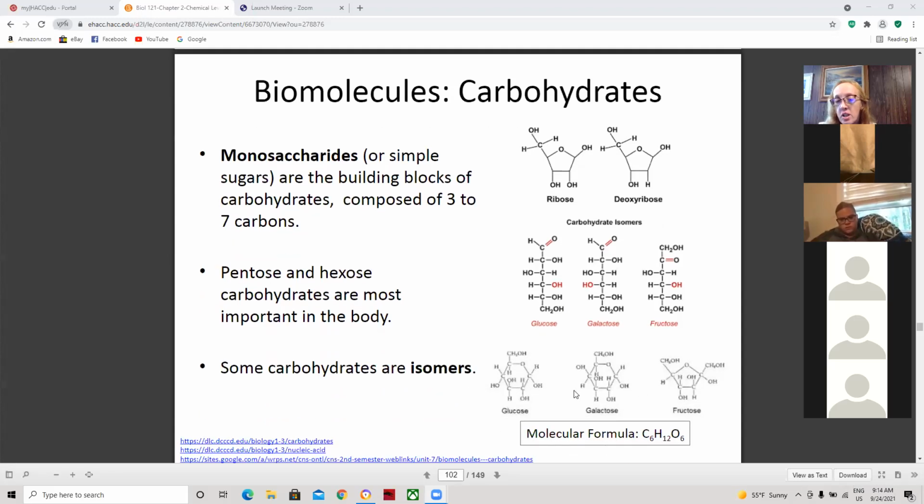Some carbohydrates are isomers. Here's glucose, here's fructose. They have the same molecular formula. However, they react very differently. Fructose is the universal sugar and the most simply acceptable energy source for the body. Even though fructose has the same chemical molecular formula, it doesn't respond the same way.